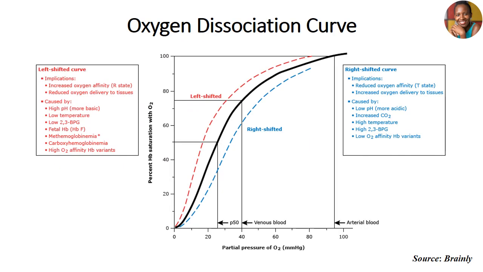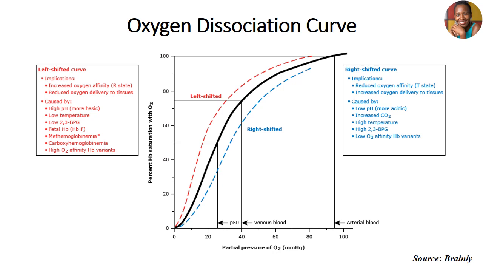So here is how the hemoglobin works. I've mentioned that as the hemoglobin attaches and binds to oxygen and carbon dioxide, there are different shifts that happen. You need to understand that here we have the black curve, which is showing the balanced state of the dissociation of carbon dioxide and oxygen on the hemoglobin level.